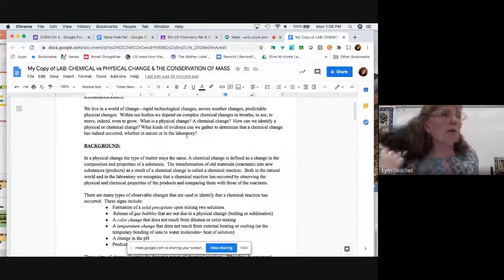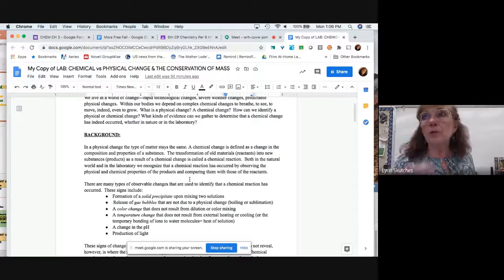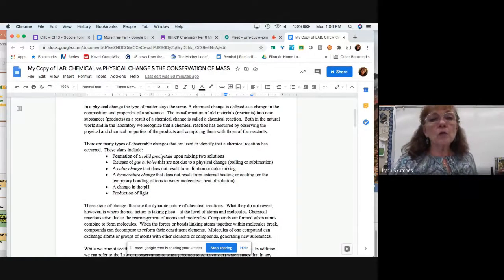Paper, cutting hair, whatever, cracking an egg, or chemical changes, burning the paper, cooking the egg, that we have to be able to see if we can come up with a way to identify them. There are some clues. Usually if you have 2 or more of these, you can be pretty sure that you have a chemical change.